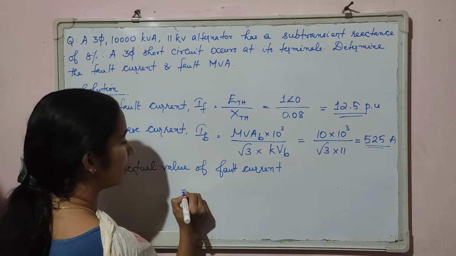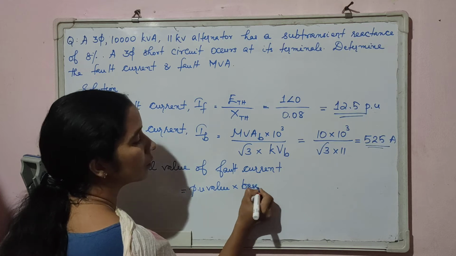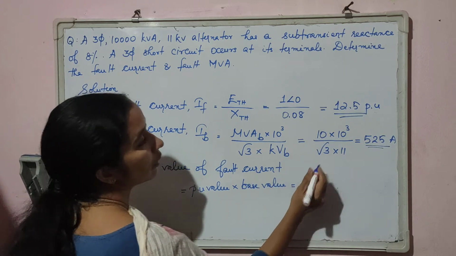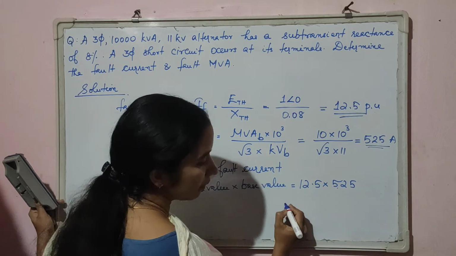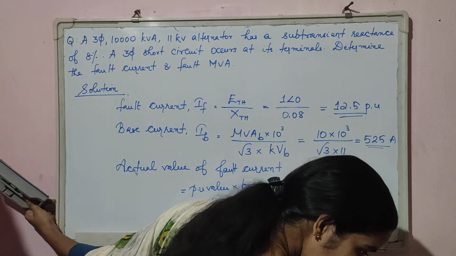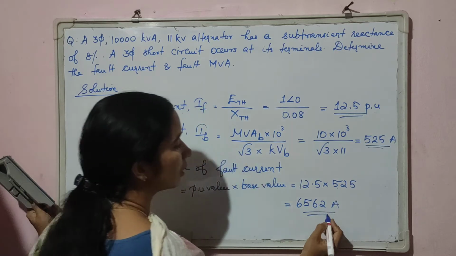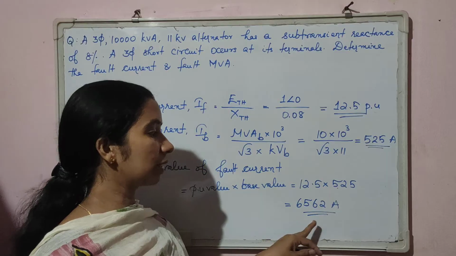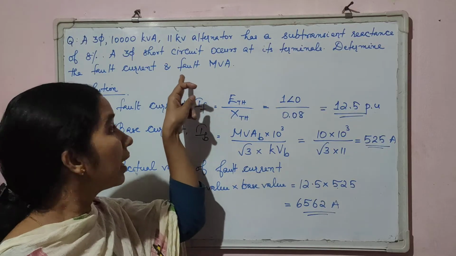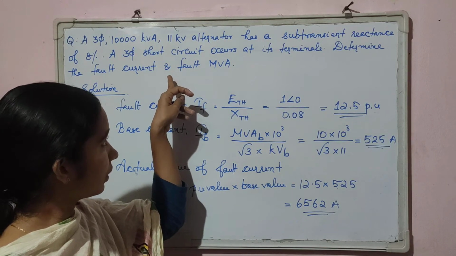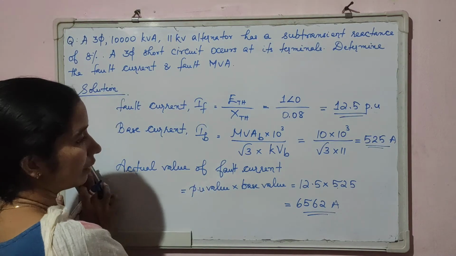The actual value of fault current will be equal to the per unit value into the base value, which is equal to 12.5 into 525, which is equal to 6562 amperes. So the actual value of fault current will be 6562 amperes. So we got the value of fault current, and we also need to calculate the fault MVA. So let us calculate the fault MVA.